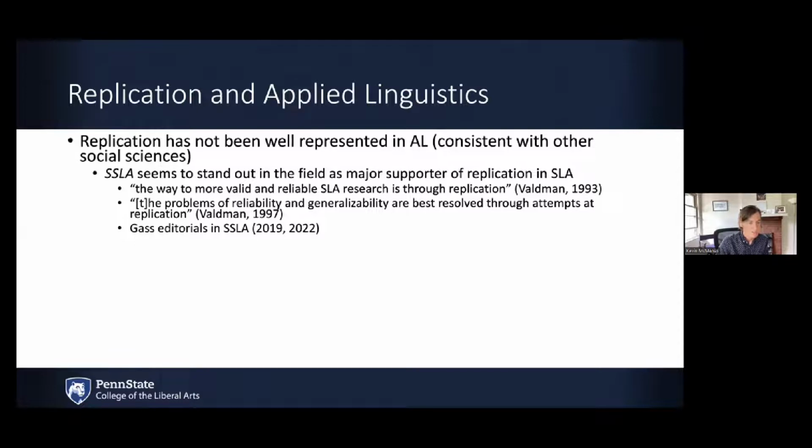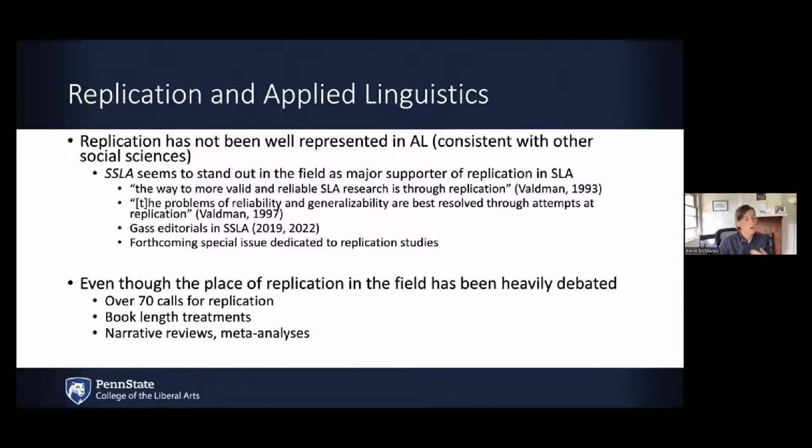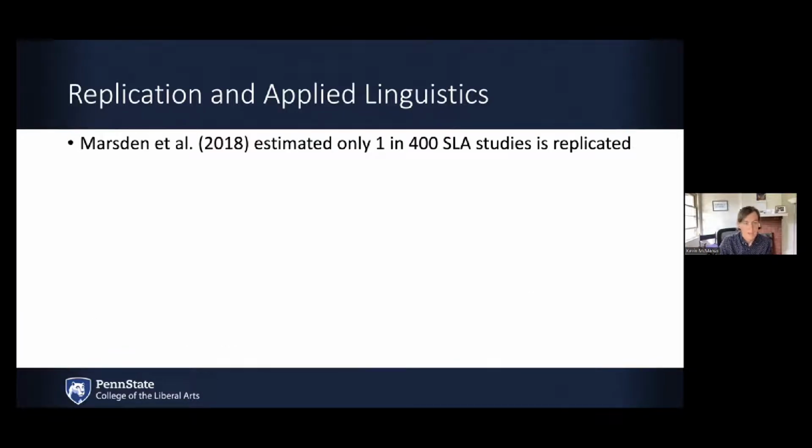Sue Gass has noted in many of her editorials why and how replication is so important to what we do, right? There's going to be a special issue dedicated to replication studies in that journal in the next couple of years, right? So even though the place of replication has been heavily debated, starting in the 70s, we've had over 70 calls for replications. We've got book-length treatments about how to carry out replications. We've got narrative reviews and meta-analyses of replications, right?